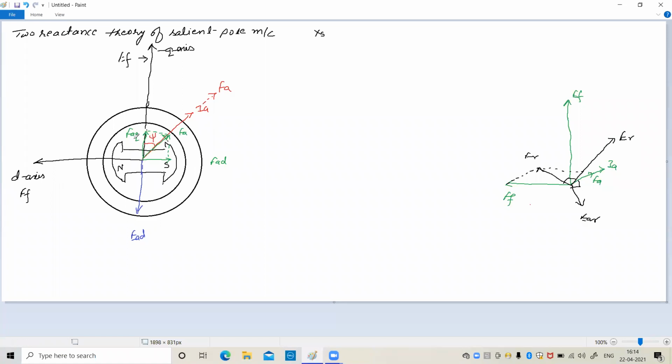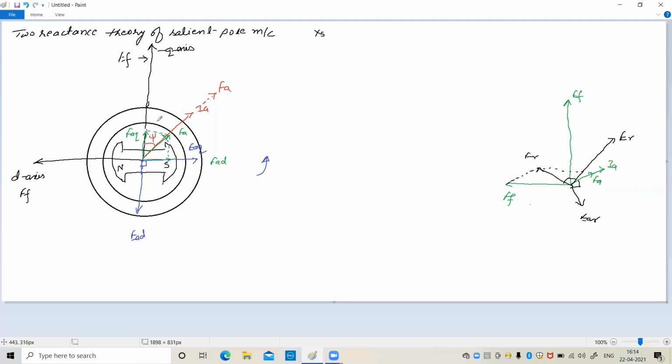Similarly, the EMF produced by the MMF FAQ is lagging by 90 degrees. So where will it lag? We always refer to the anti-clockwise direction. So here it will lag by 90 degrees, somewhere here. It is lagging by 90 degrees, which is equal to EAQ. So these 2 EMFs are there.